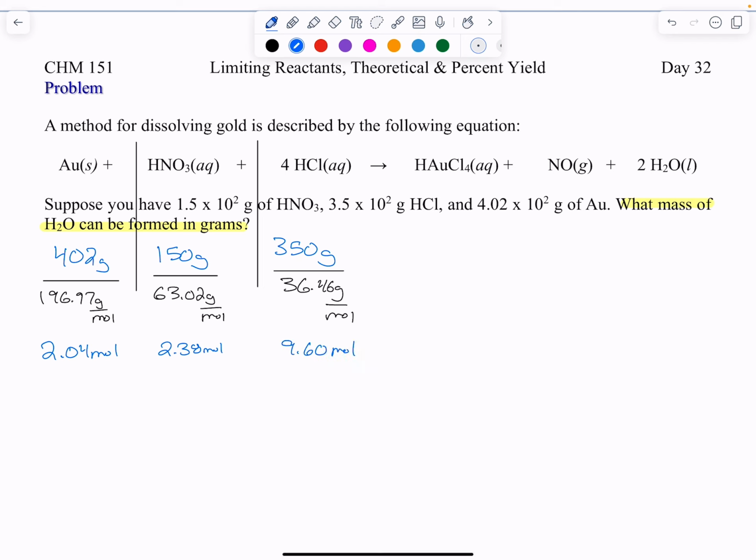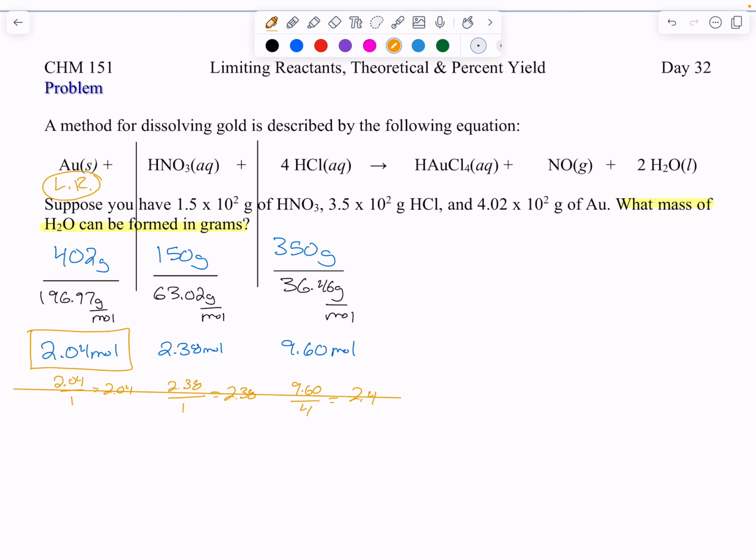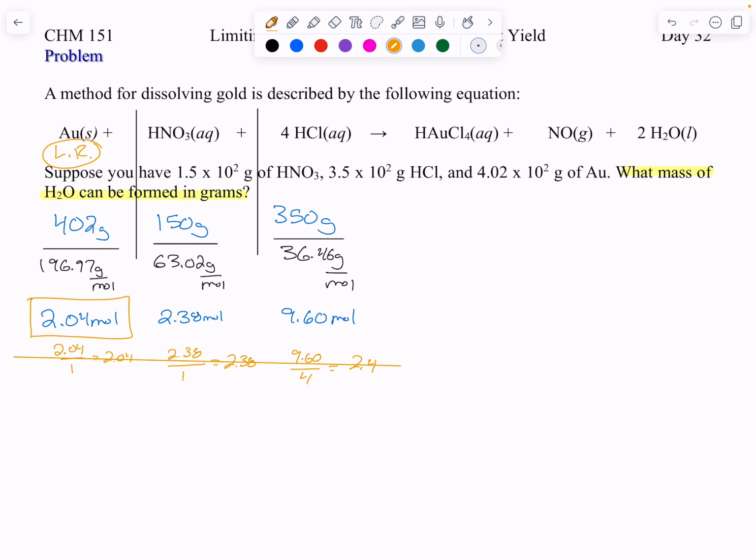All right, so now limiting reactant time. 2.04 divided by 1 is 2.04. 2.38 divided by 1 is 2.38. 9.6 divided by 4, I get 2.4. So that means gold is my limiting reactant. So we're going to start with this number here. Cross those off. All right.